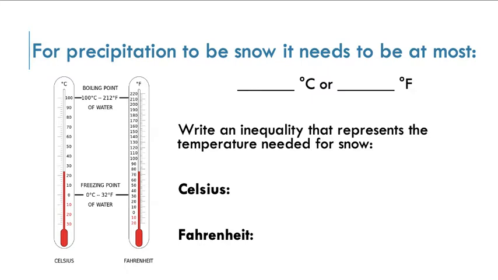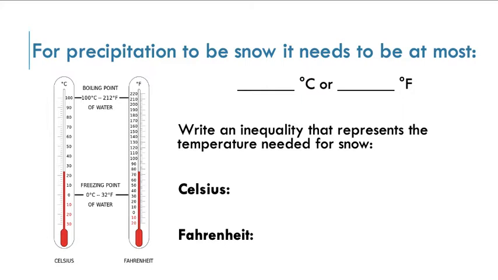Our next slide says, for precipitation to be snow, it needs to be at most blank degrees Celsius or blank degrees Fahrenheit. So what's the highest temperature that we need to have? Meaning, if we had 1 degree higher, there would no longer be snow. All right, so what's the highest temperature that we could have for there to be snow?